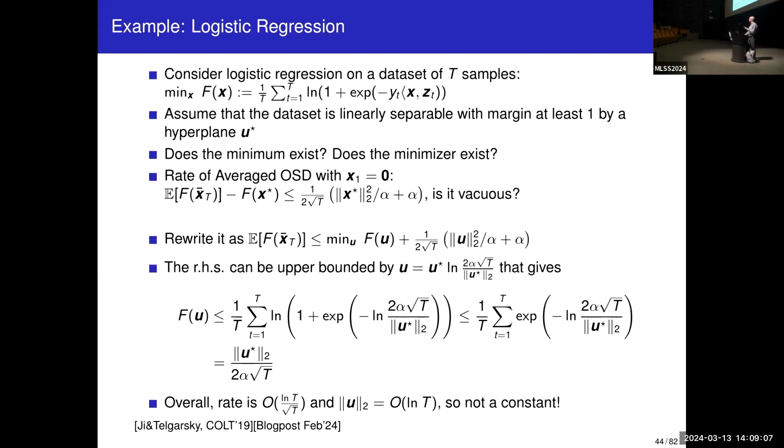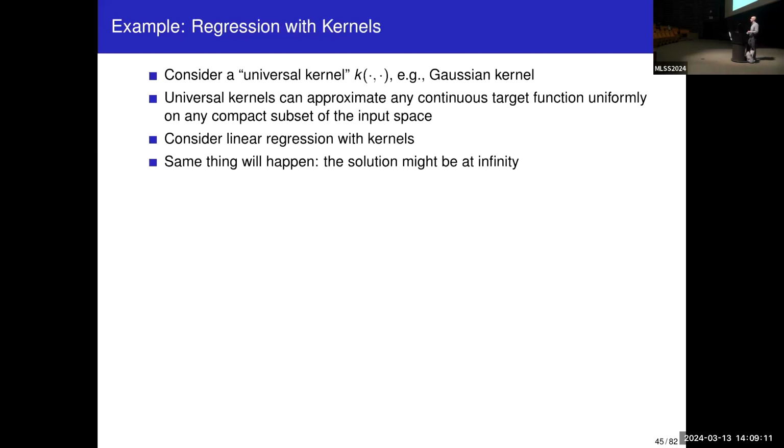But this is a very simple example. Let me show something a little bit more complex. Let's now consider regression with kernels. I know that nobody knows about kernels anymore because now it's all about deep learning. But 10 years ago, people doing deep learning were also doing kernels. And kernels are still important from a theoretical point of view to analyze certain things. And so let me consider a universal kernel, for example, a Gaussian kernel.